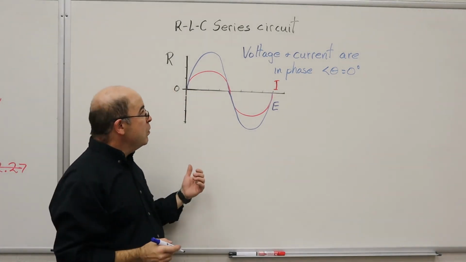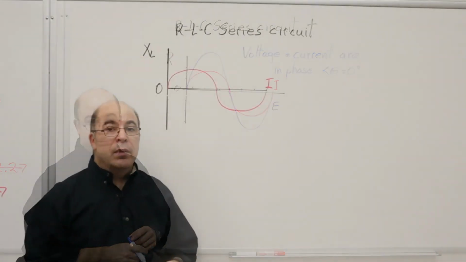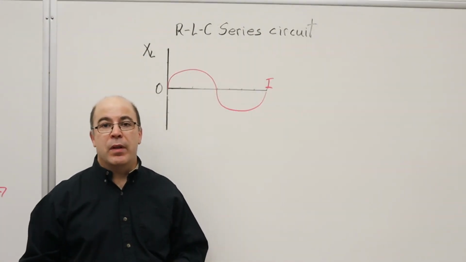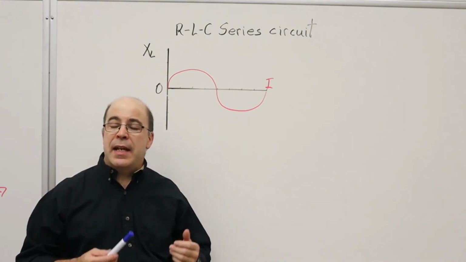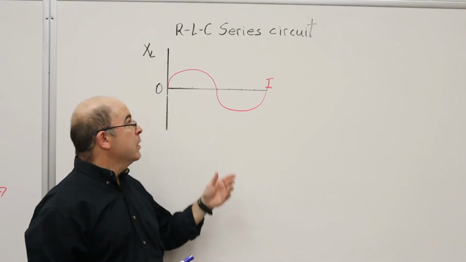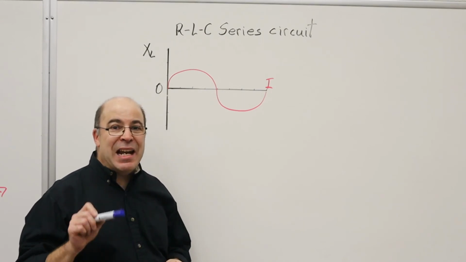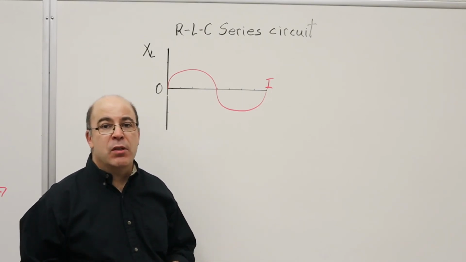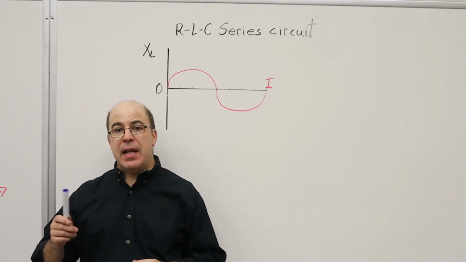Now, I'm going to move on to the inductive component. Dealing with our inductive component, it is said that inductors oppose a change of current, and as a result, the voltage ends up leading the current in a series circuit by 90 degrees. Why does the voltage lead? It's because the current is the same at any point in the circuit.